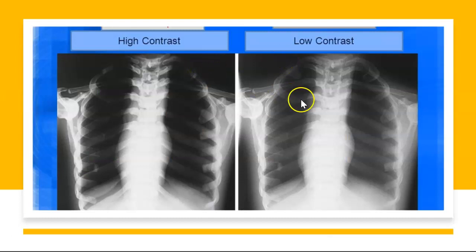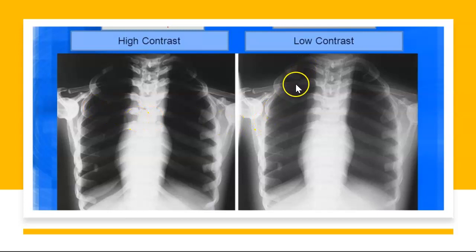So when we say increase your contrast, we have high contrast and low contrast. If you have high contrast from a low kVp, there's not enough energy for those photons, okay? You're going to have absorption or transmission, one or the other. So you're going to have a lot more black and white. You're not going to have shades of gray.